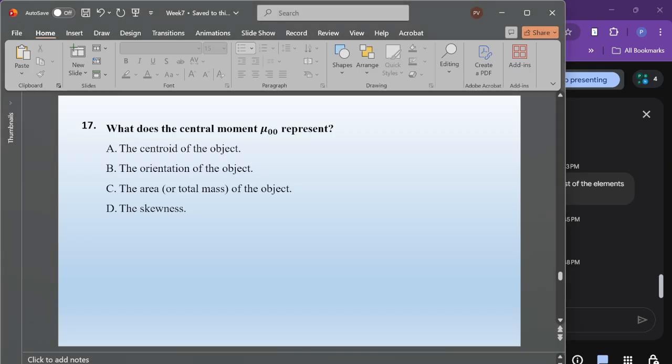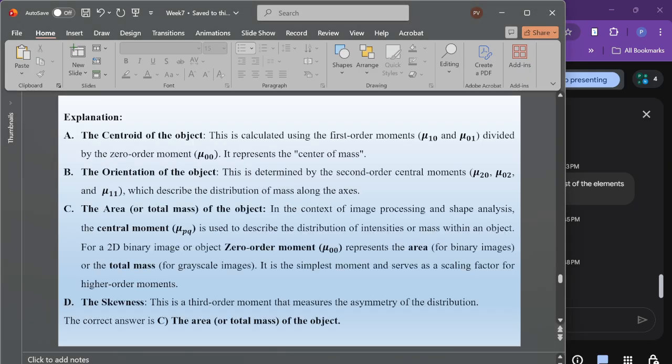Let's see the detailed explanation. We will check by options. The centroid of the object is calculated using the first order moment, that is mu 10 or mu 01, divided by the zero order moment, that is mu 00. So it represents the center of mass. Our next option is the orientation of the object. This is determined by the second order central moment, that is mu 20, mu 02, or mu 11, and it describes the distribution of the mass along the axis.